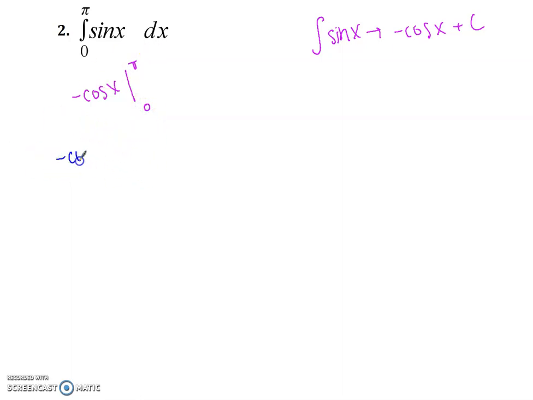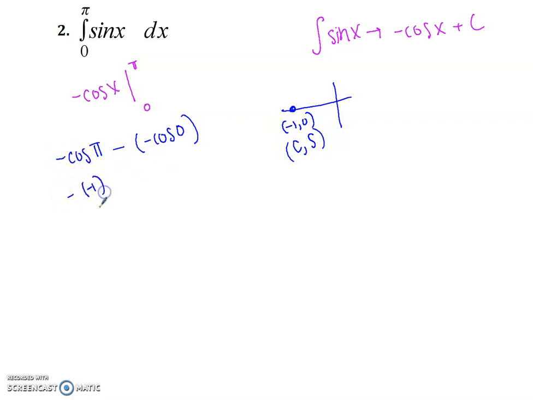So what we're going to do is negative cosine of pi. You always plug in the top number first, and then we're going to plug in the number on the bottom and subtract those. Okay, so pi, that is going to be on the left side, so -1, 0 will represent that point. Remember, x is always cosine, y is always sine. Okay, so cosine of pi is going to be -1. So this is going to be a -1. Okay, then 0, that's going to be on the right side. So that's 1, 0. So the x value is always going to be cosine.